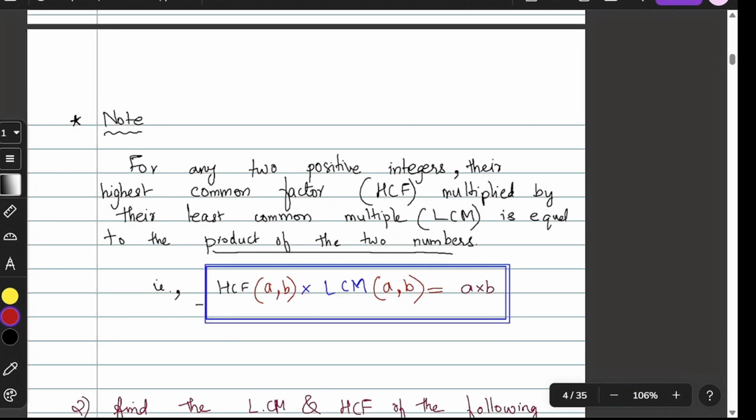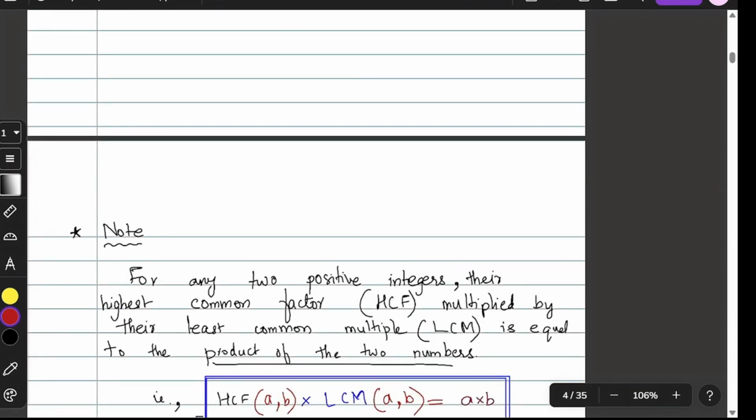For any two positive integers, their highest common factor, that means our HCF, when we multiply it with the least common multiple of those two numbers, that means the LCM, if you multiply them together, that value will be equal to what? The product of the two numbers.